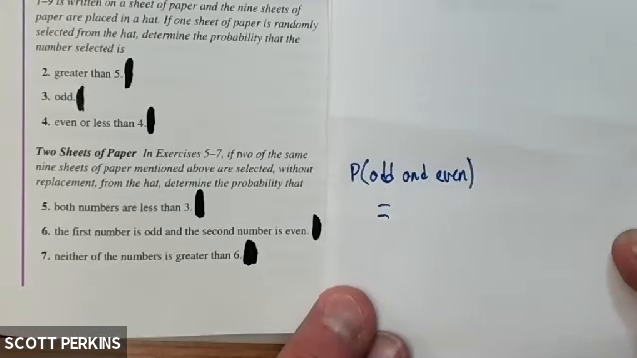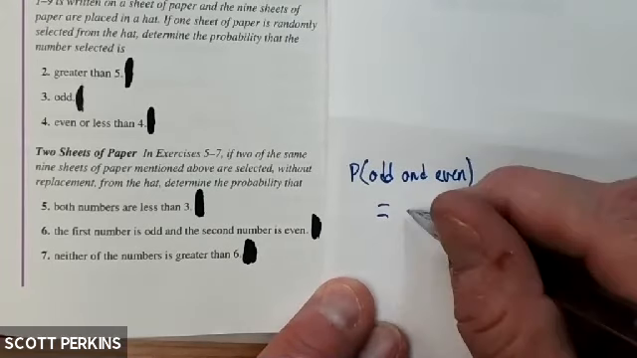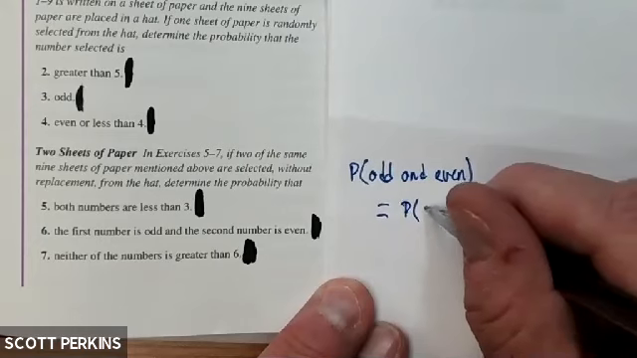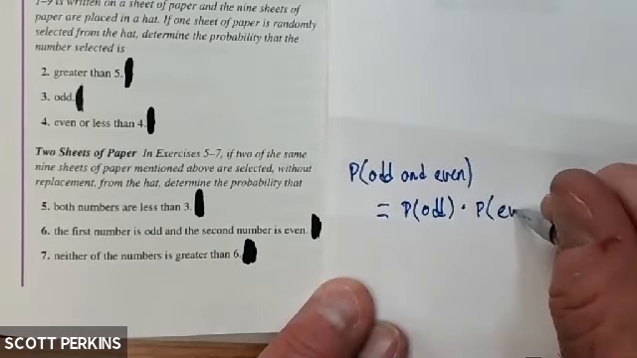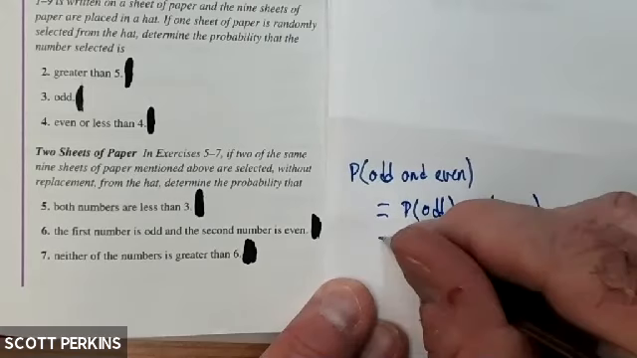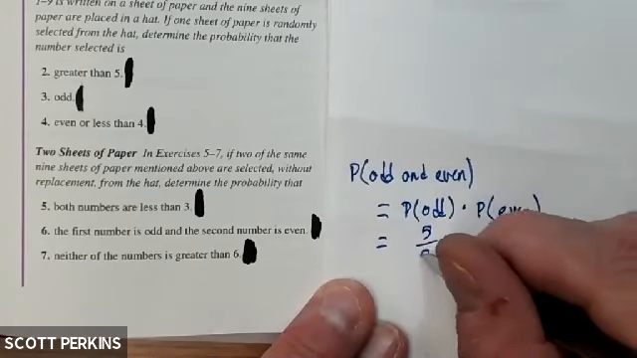So this time we're asked what's the probability the first one is odd and then the second one is even. So the probability of an odd and an even. This is the probability of an odd, and then we're going to multiply times the probability of an even number. The probability of an odd, I think we already calculated that. There are 5 odd numbers out of the 9.